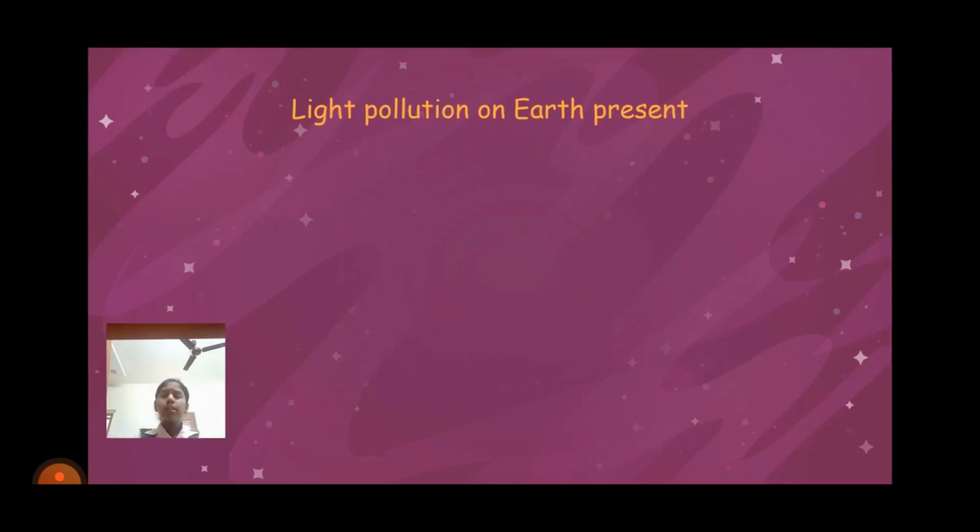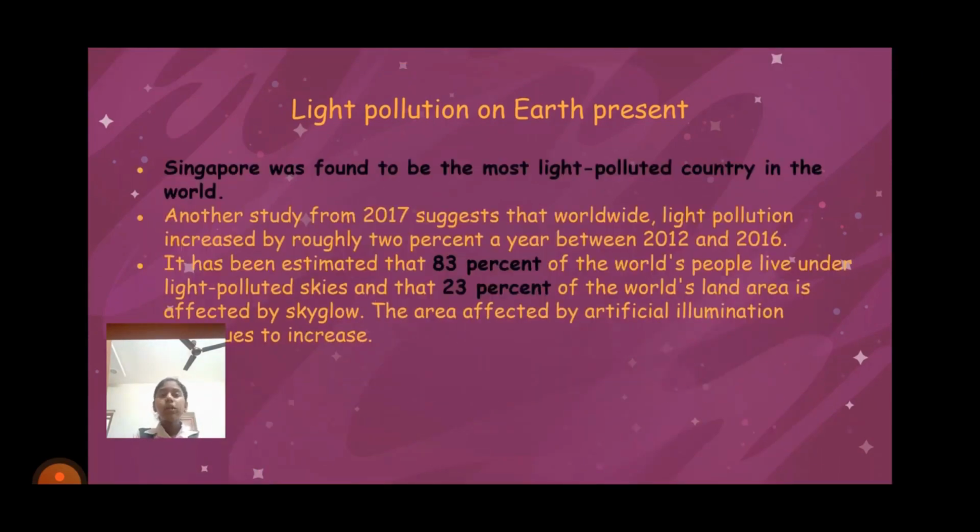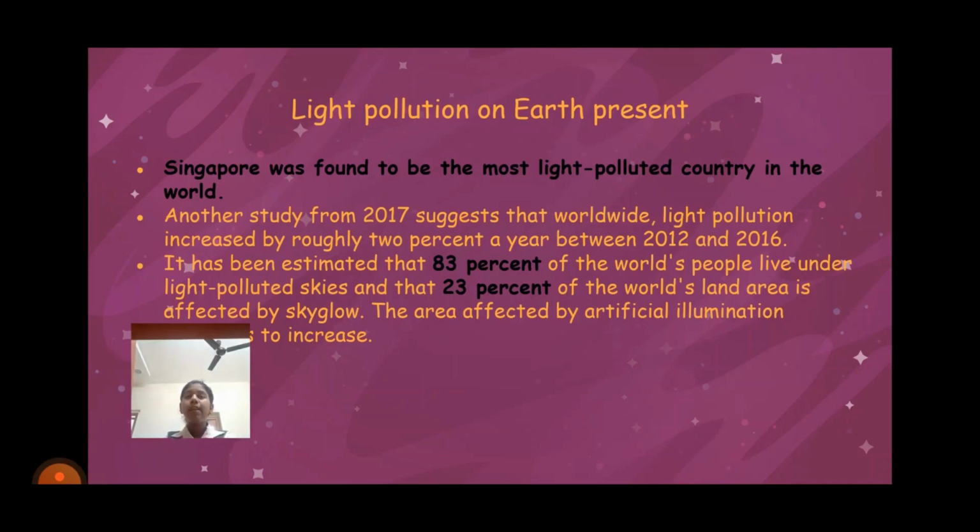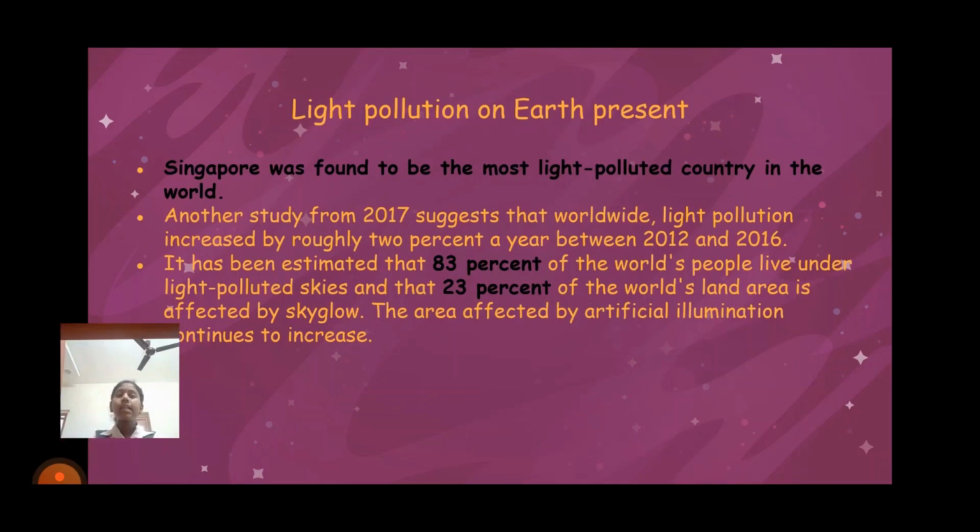Light pollution on Earth in the present. Singapore was found to be the most light polluted country in the world. Another study from 2017 suggested that worldwide light pollution increased by roughly 2% a year between 2012 and 2016. It has been estimated that 83% of the world's people live under light polluted skies and that 23% of the world's land area is affected by sky glow. The area affected by artificial illumination continues to increase.